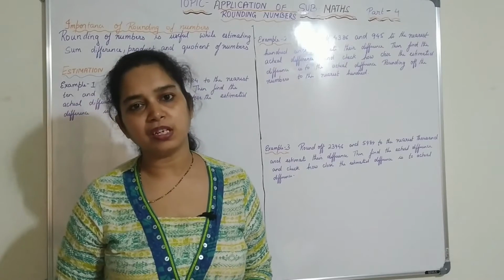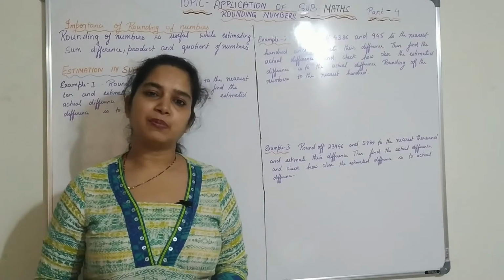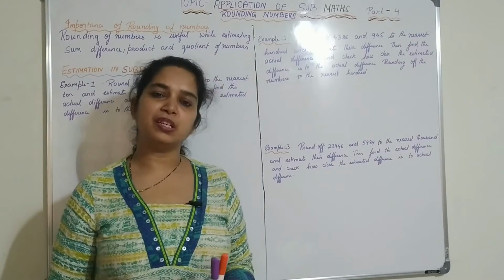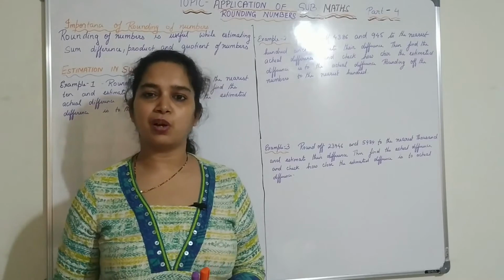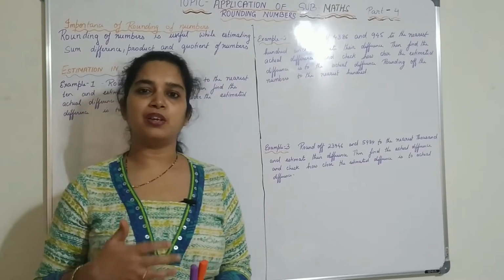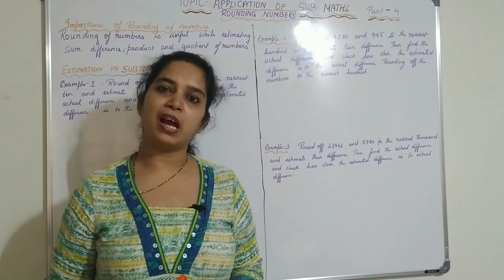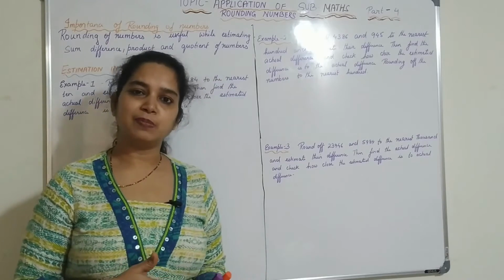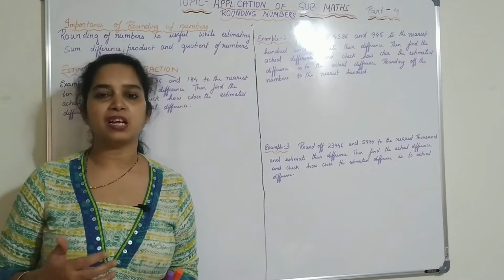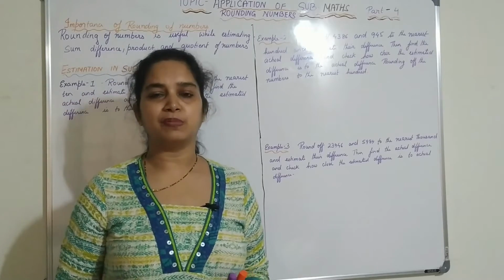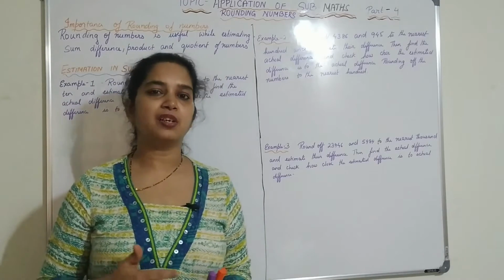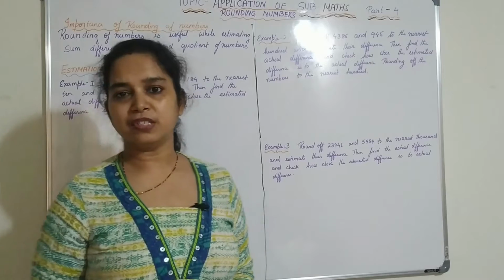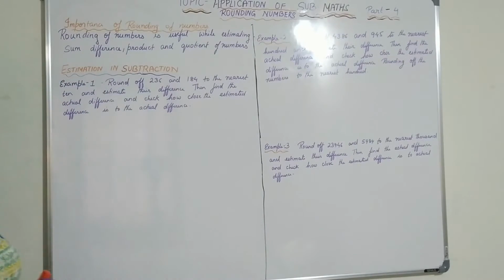Today we are going to study about the estimation in subtraction: how to round off to the nearest tens, hundred or thousand, how to find the estimated number and the actual number, and how to differentiate between them. The estimated number is nearly close to the actual number. So let's find out about estimation in subtraction.